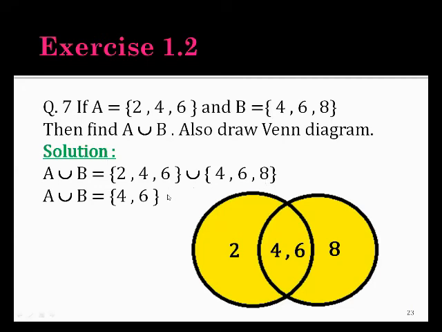Now when we have to find the union, here we write the union sign. This shows the intersection one, but the answer of this union is {2, 4, 6, 8}.